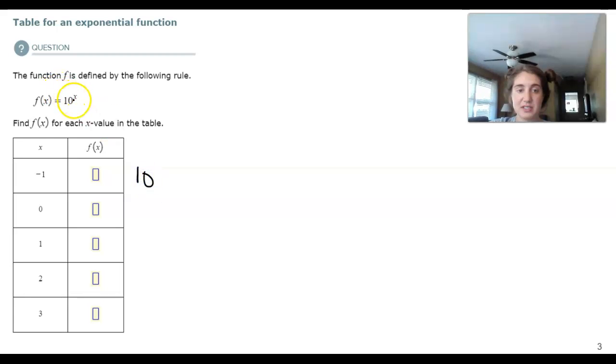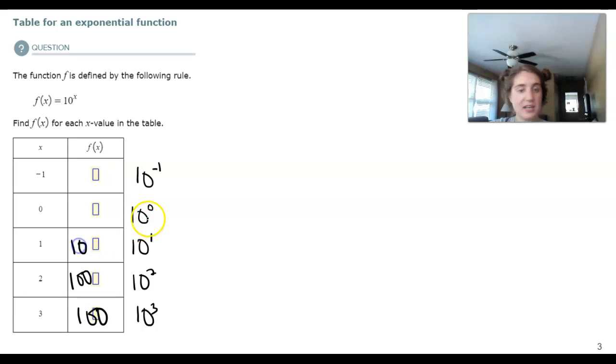My function is 10 to the power of x. I need to make my exponent, or my input, a -1, a 0, a 1, a 2, and a 3. This would be 1,000, this would be 100, this would be 10. Remember, anything to the 0 power is 1. To rewrite the exponent as a positive, I move it to the bottom, so this is just 1 over 10. So that's just how we complete tables for exponential functions.